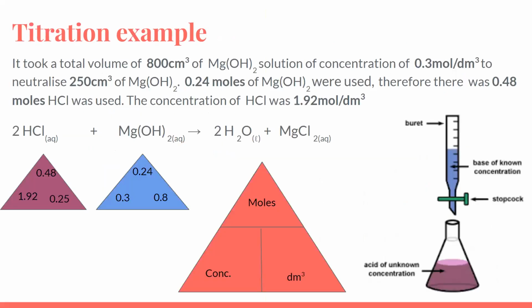All right, let's look at a titration example here, right? So we have the burette. Remember, we said it was marked, right? So you would know exactly how much base you're adding into the unknown concentration. So let's say it took a total volume of 800 cm cube of magnesium hydroxide solution of a concentration of 0.3 mole per cm cube to neutralize 250 cm cube of magnesium hydroxide. This is supposed to be of HCl. Let me correct that now.